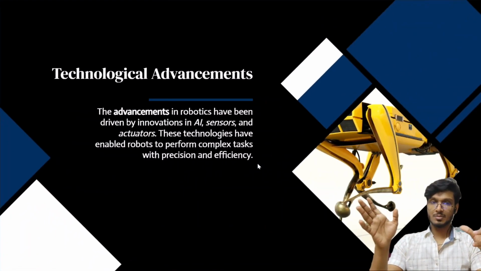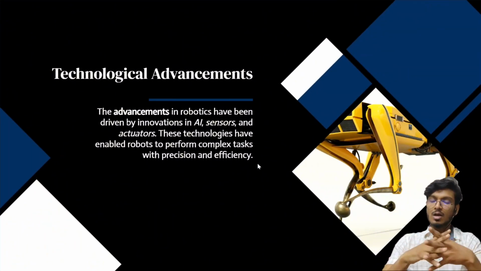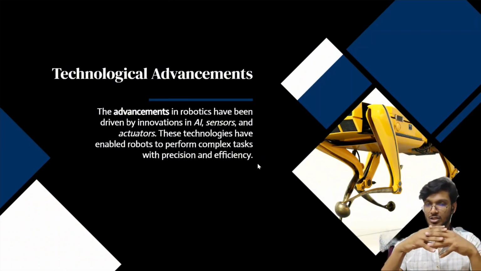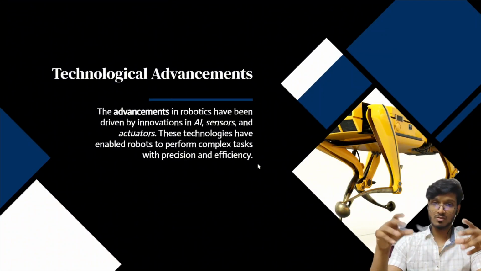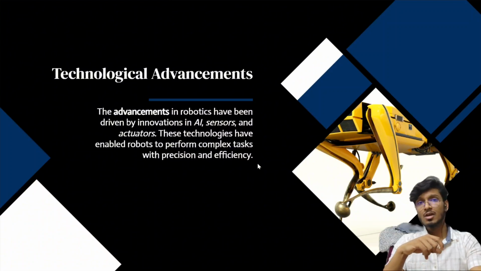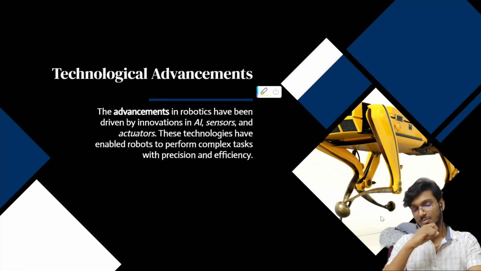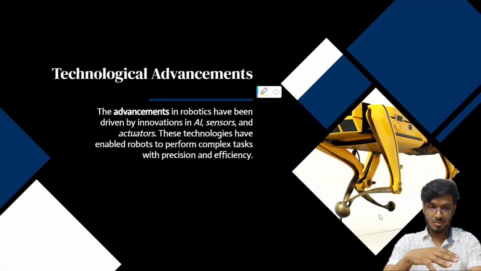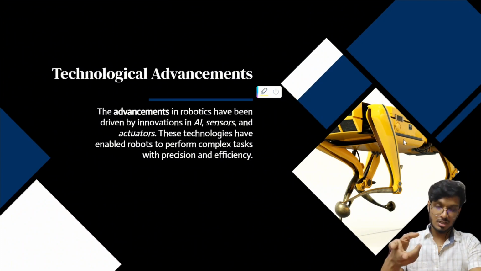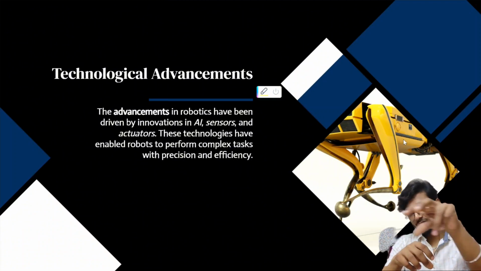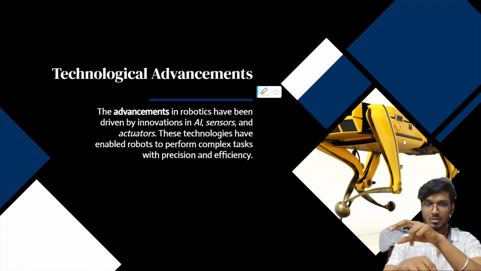So, technological advancement, we are coming into the finishing part. The advancement in robotics has been driven by innovation in AI, sensors, and actuators. These technologies have enabled robots to perform complex tasks with precision and efficiency. Here you can see the image. This is a robot developed by a company called Boston Dynamics. This robot's name is Spot. Spot does multiple tasks in multiple industries, for example, in chemical industries and manufacturing industries. It will survey all the things, as I said, survey robots, autonomous mobile robots.